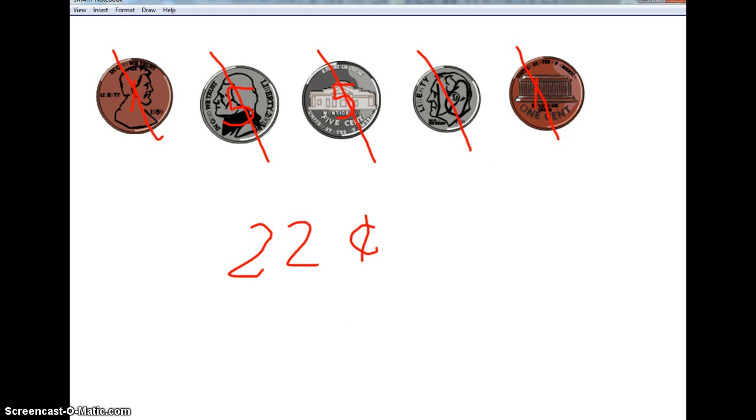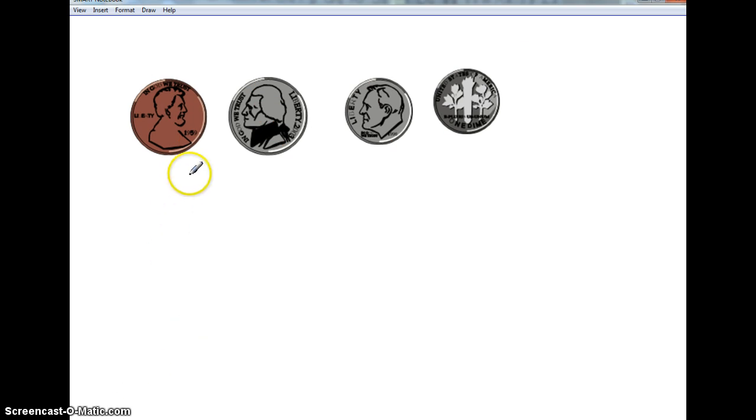Let's take a look at another problem. Here are some coins that are all mixed up. So again, I'm going to start counting with the dimes. A dime is 10 cents. I'd count 10, 20. There are no more dimes. I switch gears, go to the nickels. 25. No more nickels. Look for pennies, switch gears. 26 cents.